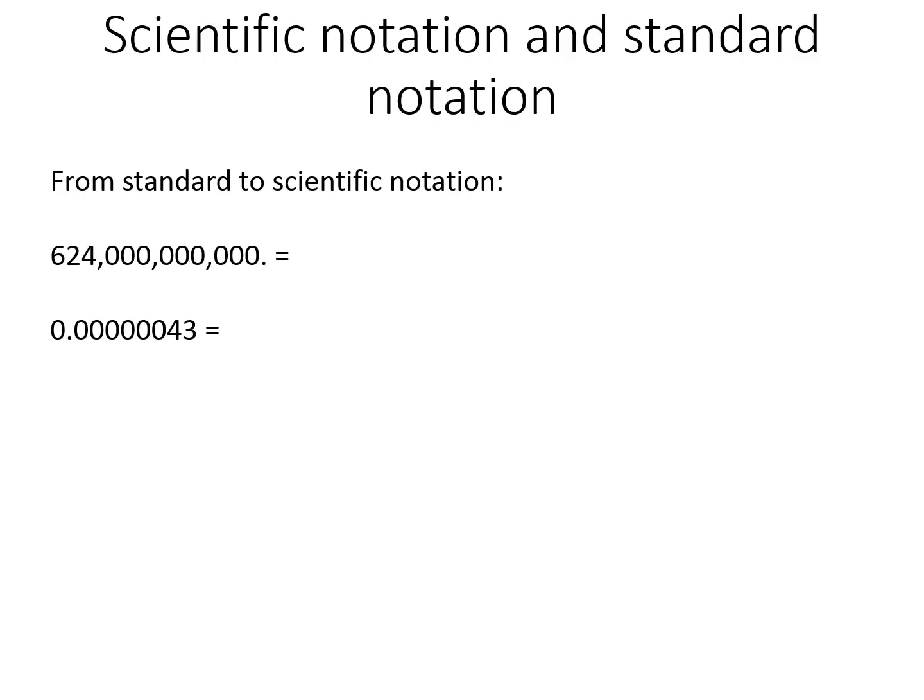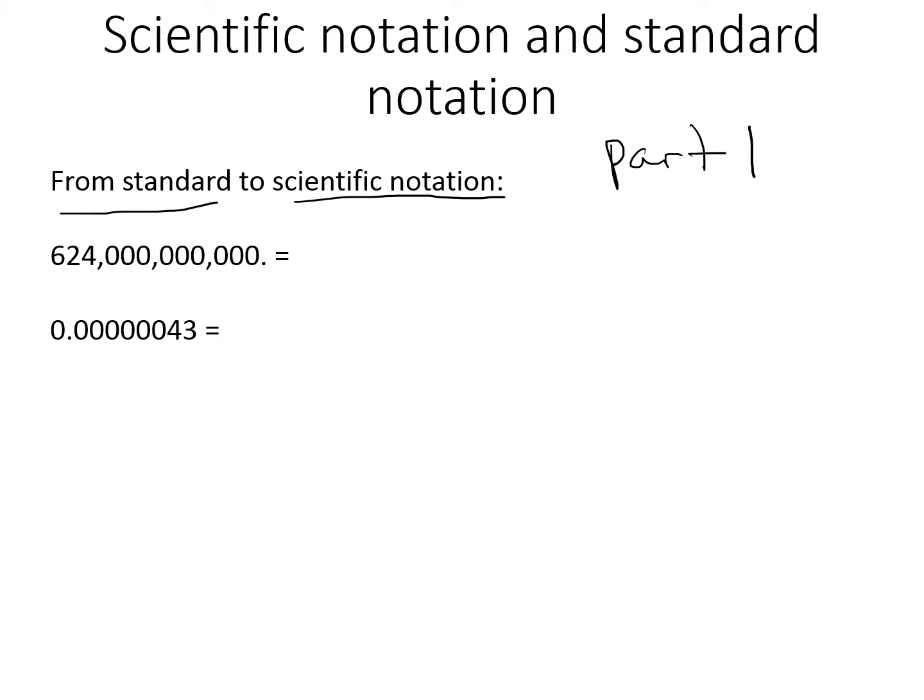So now let's take a look at converting from standard notation to scientific notation, and this is also on part 1 of your assignment. This is a really big number, and it's kind of annoying to say, 624 billion, and if we had an even bigger number, like say we added 15 zeros, then we wouldn't even be able to say it. So how can we turn this into scientific notation?